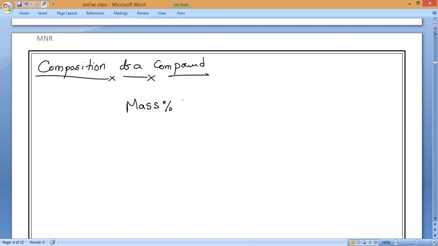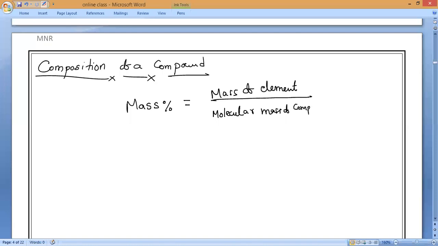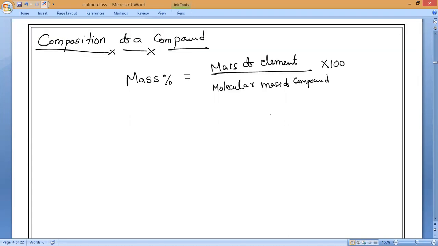As we have studied the formula, the mass percentage of any element in a given compound is equal to, what is the formula? Mass of element divided by molecular mass of compound, into 100. This is the formula we use to identify the mass percentage of any substance in the given compound.